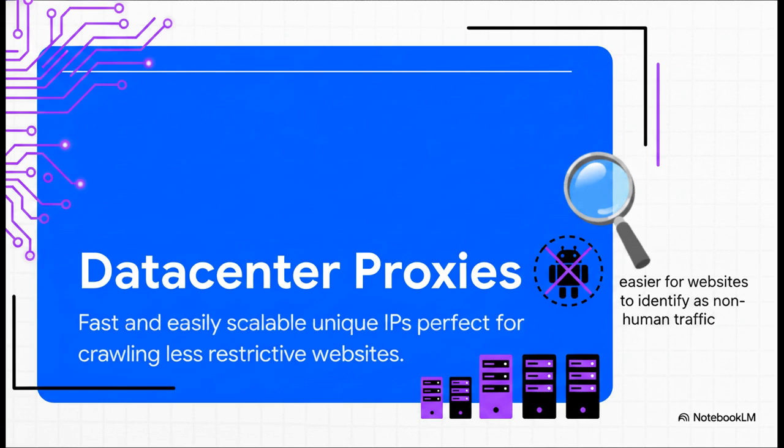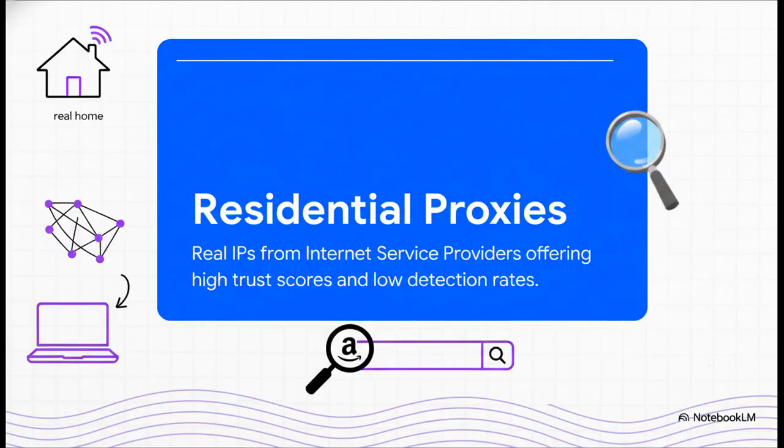You really want to use these for your less restrictive websites. Think unshielded directories, smaller blogs, or open government databases where aggressive bot protection just isn't active. So the crucial point is, what happens when you need to scrape a highly protected, strict site like a major search engine or a massive e-commerce platform? That's when you use residential proxies.